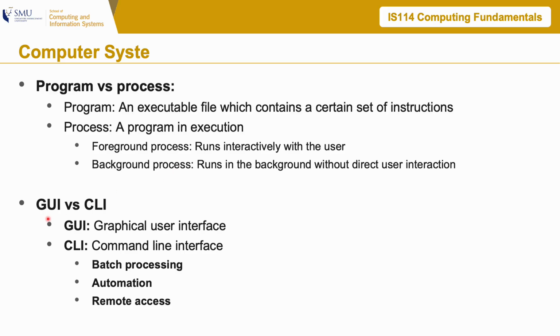Finally, we interact with computers using two types of interfaces: GUI and CLI. GUI means graphical user interface. This is what most people use, with buttons and icons you can click. CLI is where you interact by typing text commands.